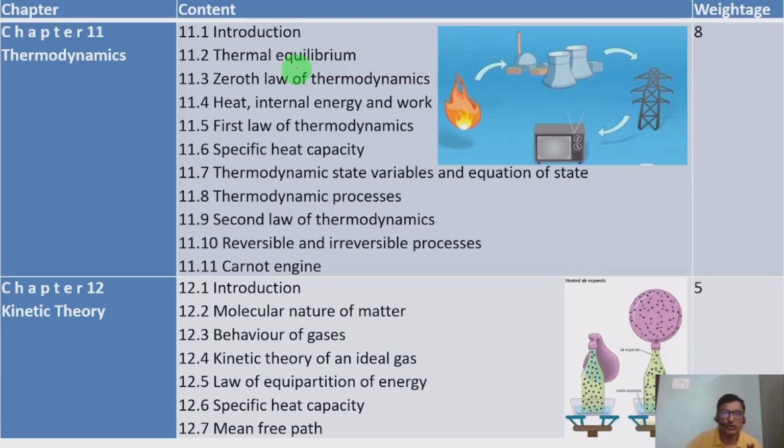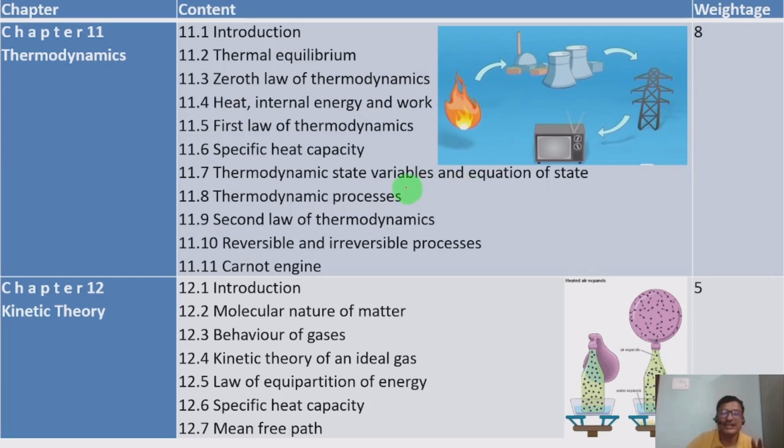When the temperatures of two objects remain the same, that is what we are going to call thermal equilibrium. Then 11.3 Zeroth law of thermodynamics, 11.4 Heat, internal energy and work. These are the forms of energy, and those also we will take. Then 11.5 First law of thermodynamics, 11.6 Specific heat capacity, which we'll take once again.